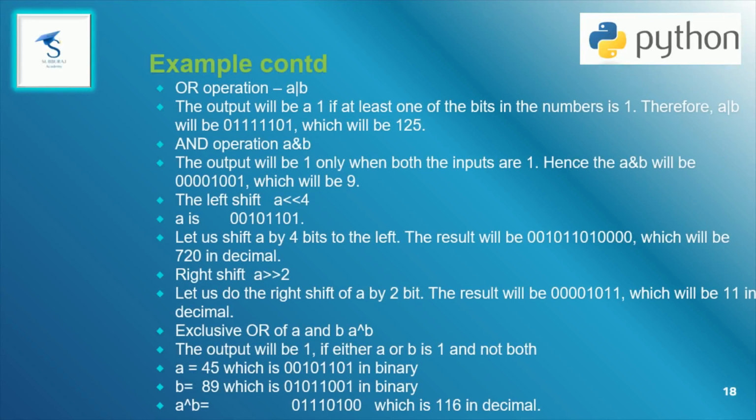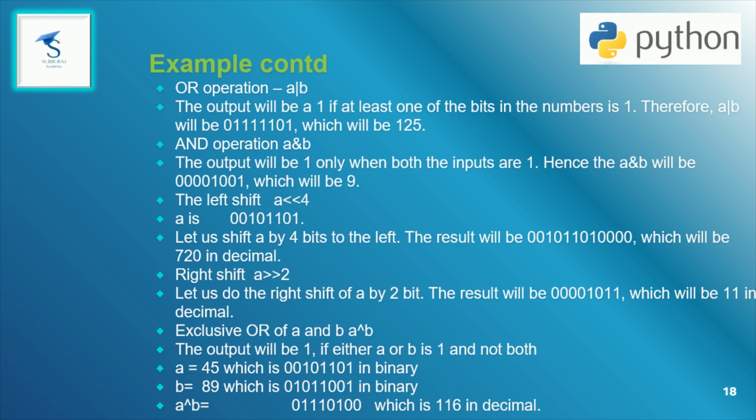OR operation. A OR B. The output will be a 1 if at least one of the bits in the numbers is 1. Therefore, A OR B will be 01111101, which will be 125. AND operation. The output will be 1 only when both the inputs are 1. Hence A AND B will be 00001001, which will be 9.